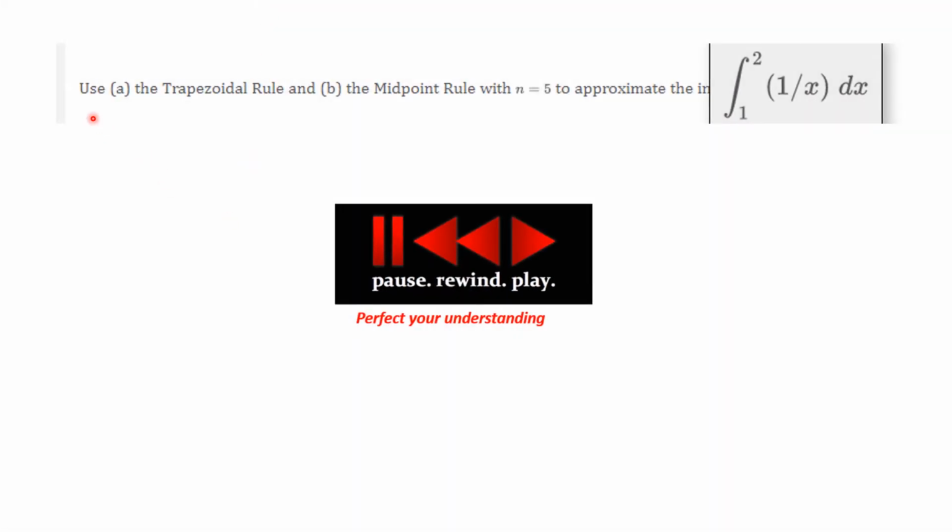When we left off with the last video, you were working this problem, and if you finished this problem, congratulations. If not, I'll give you a little bit of time now. You're using the trapezoidal rule and the midpoint rule with n equal 5 to approximate this definite integral from 1 to 2 of 1 over x dx. You know what to do. Let's see how you did.